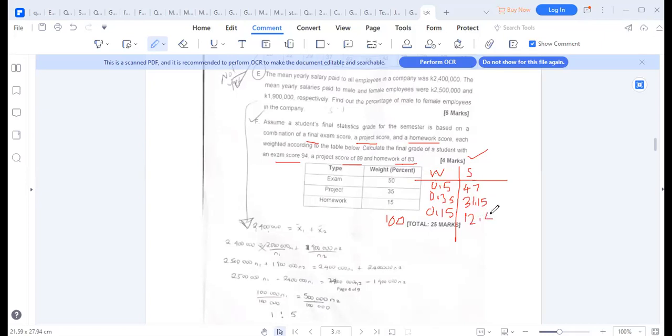Then we add all the scores: 31.15 plus 47. Mr. Collins, how are you getting these figures on the score? Can somebody explain? We are multiplying the weights and the results.